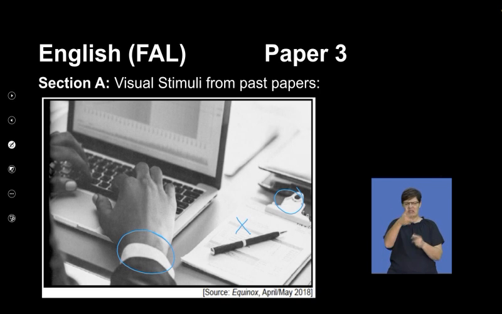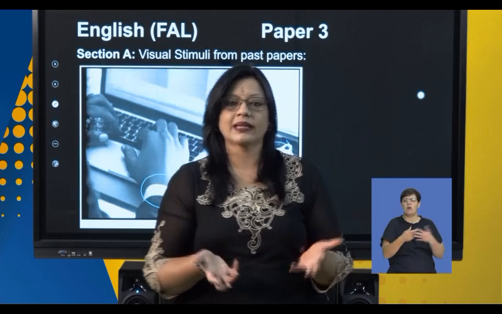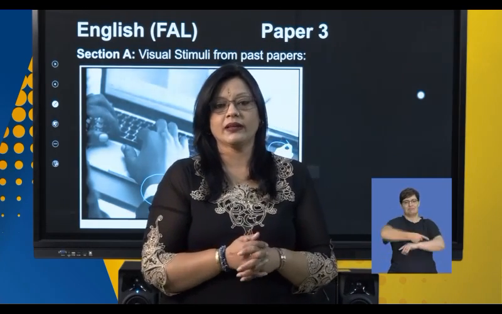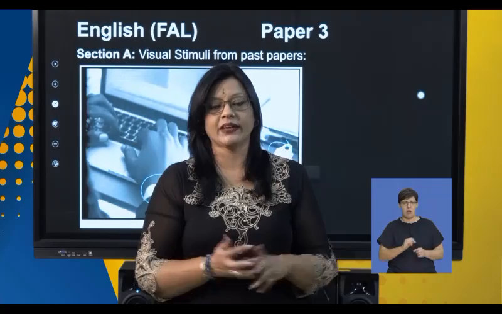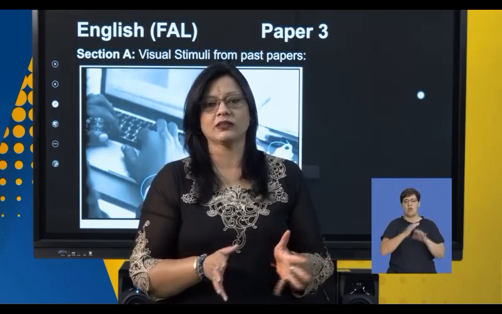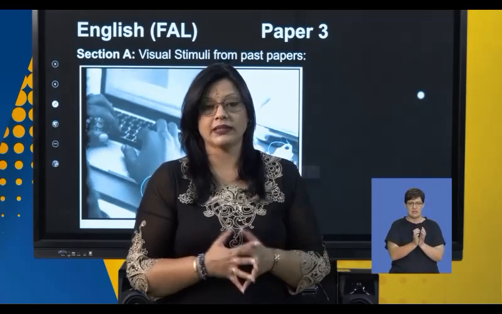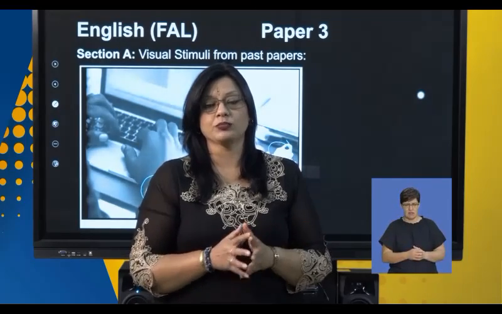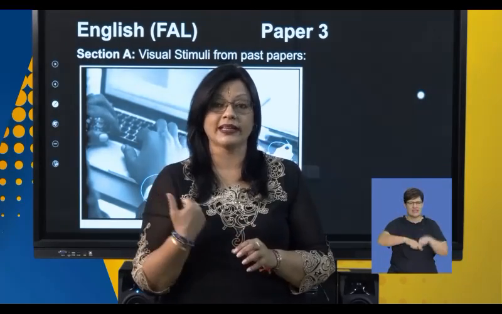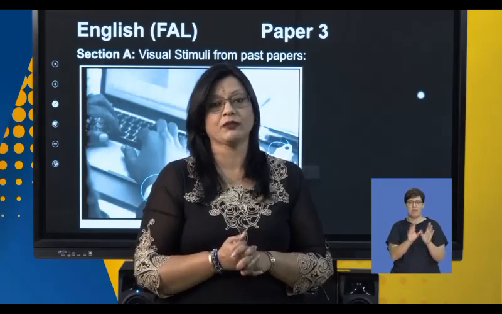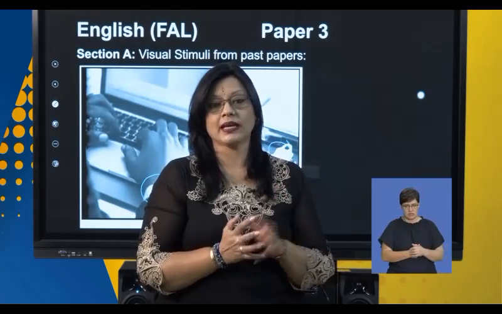But again, the source is Equinox, April, May 2018, which we're going to ignore. We're not going to look at the source. And then we're going to look at this. Now, this could easily be about the current day situation where, you know, even now with COVID currently, everybody had to go online. Meetings were now done online. People were in isolation, meeting over the internet. So there were different forms. Meetings were structured differently. This could link to that. You could bring in that type of aspect when you respond to this type of essay.